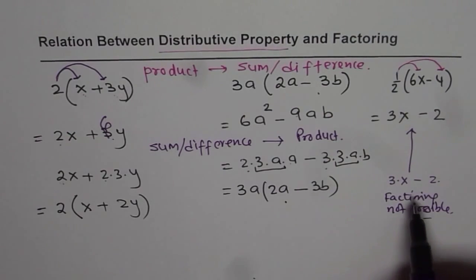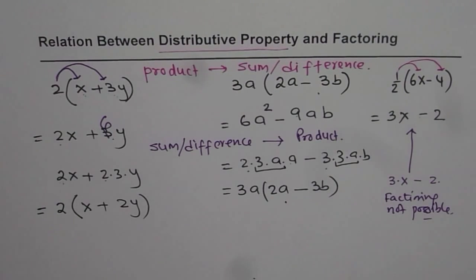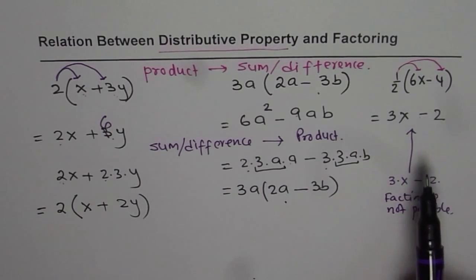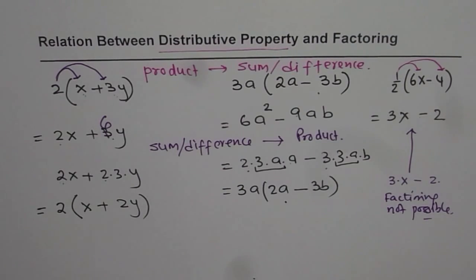So in factoring, we really avoid factoring out fractions if whole numbers are given to us. If fractions are given to us, then we will factor, but not if whole numbers are given to us. And that makes this example unique and interesting. I hope you appreciate the point.